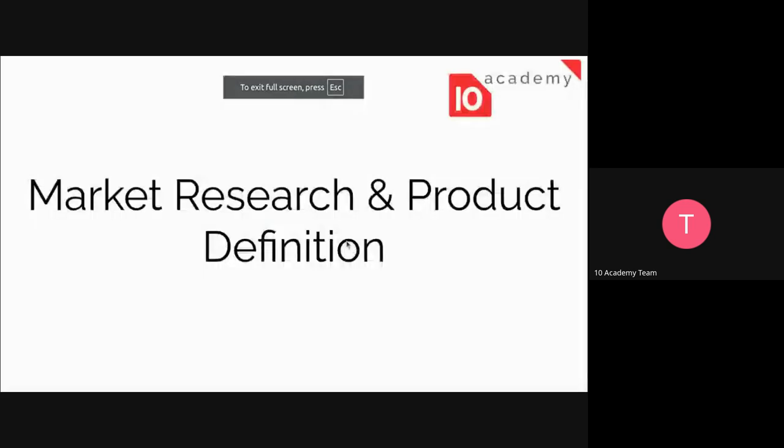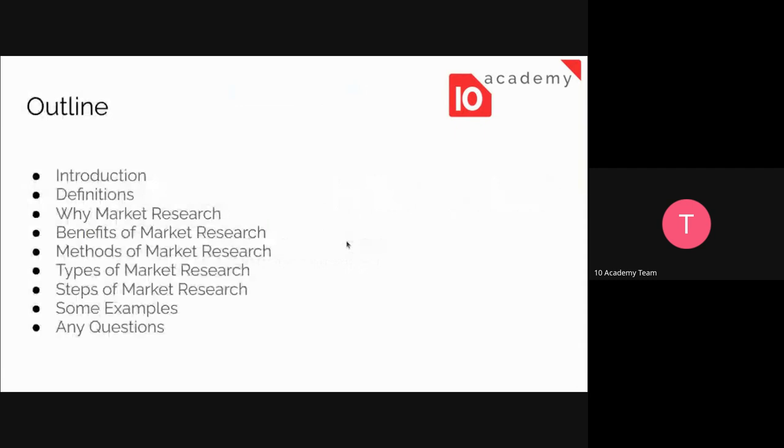So in this tutorial, we'll cover the definition of market research and product definition. You will see why you want to use market research, what are the benefits of market research, the methods of market research, the different types of market research, and what are the steps of conducting a good market research. And we'll see also some examples.